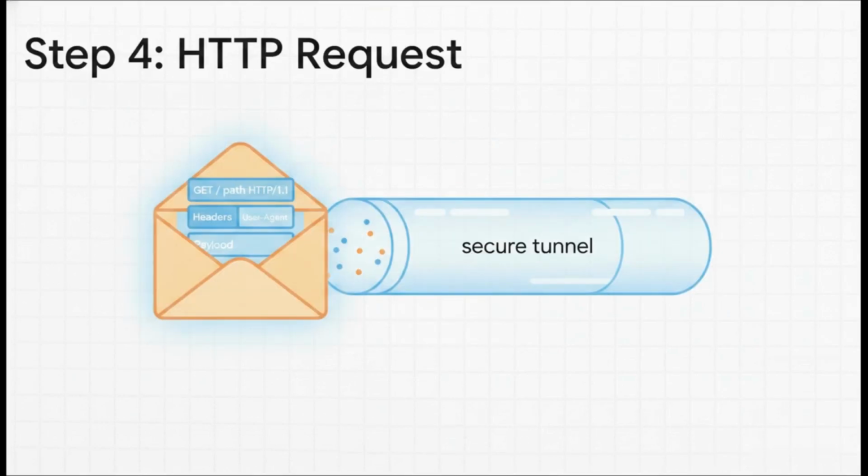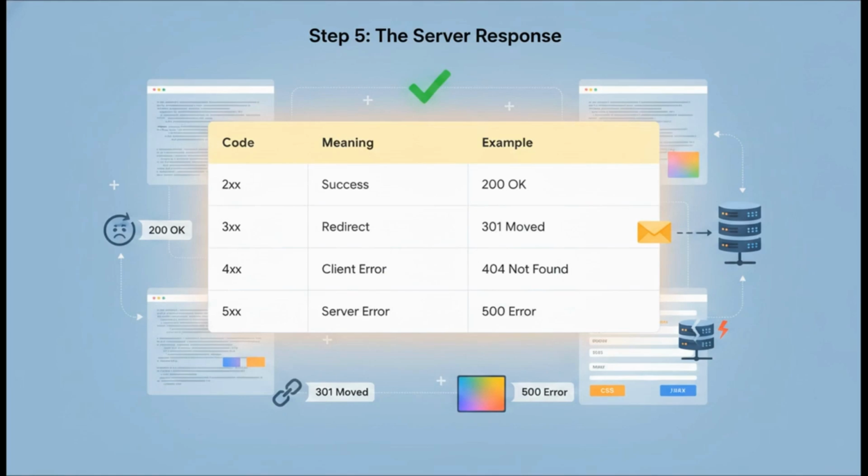With that secure tunnel locked in, we hit step 4, the HTTP request. Think of this step as a digital letter being sent through that secure tunnel, politely asking the server to deliver a specific file. The browser sends an HTTP GET request, which includes a request line and a bunch of headers. These headers contain important metadata, like your user agent, which just tells the server if you're browsing on a phone or a desktop so it can format the response perfectly for you. Step 5 is the server response.